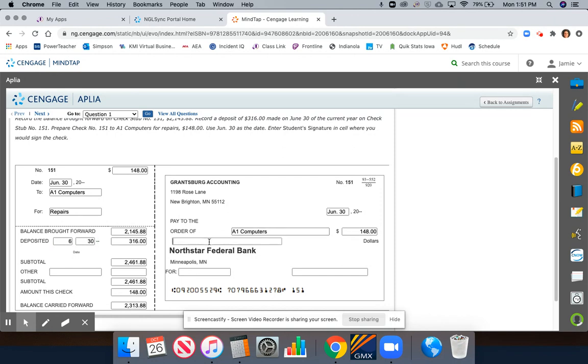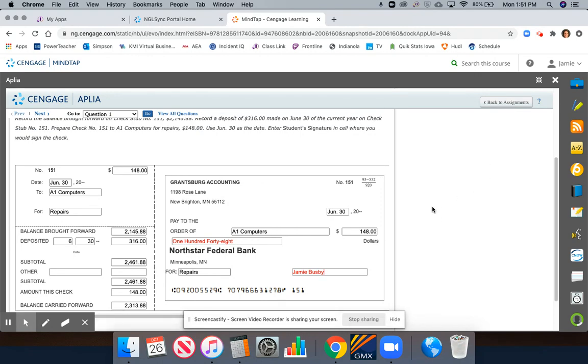And then this is where you need to type in carefully that amount, 148, in words. 148, and that should work. Looks like it wants us to do a little finicky. We'll get that right in just a second. 148 written in words for repairs, and then you sign your name.